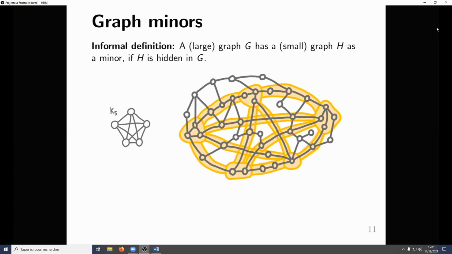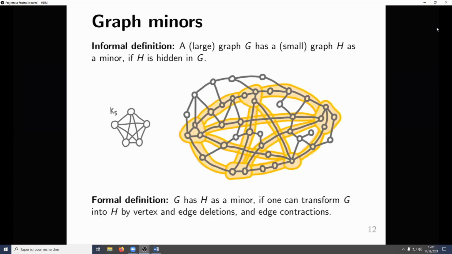Okay, so that might be too informal. The formal definition is that G has H as a minor if one can transform G into H by removing edges, removing vertices, and contracting edges. What does it mean to contract? It just means that you have two vertices that are linked by an edge, you merge them, and you merge their neighborhoods also. So this is what a graph minor is. It might look a bit strange, but in graph theory it's something super common. It's really useful and essential.